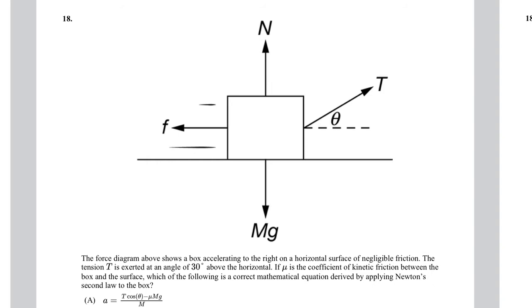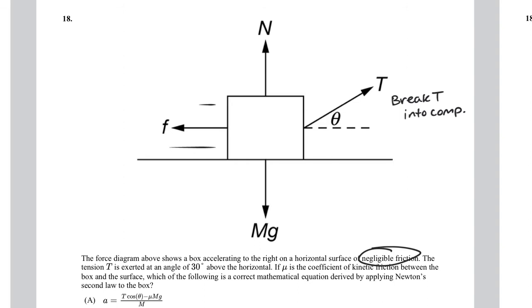Number 16 looks very daunting. So a force diagram above shows a box accelerating to the right on a horizontal surface of negligible friction. Okay, negligible friction. The tension T is exerted at an angle of 30 degrees above the horizontal. So we know that if we have an angle, then that means we can break tension into its components. If the coefficient of kinetic friction between the box and the surface is given, which of the following is a correct mathematical equation derived by applying Newton's second law?